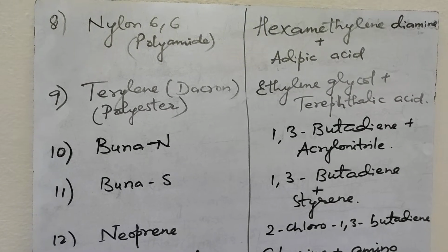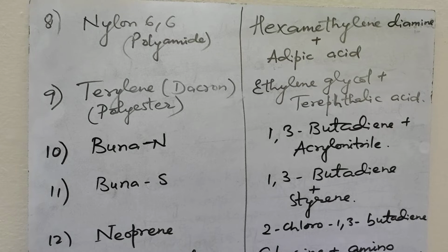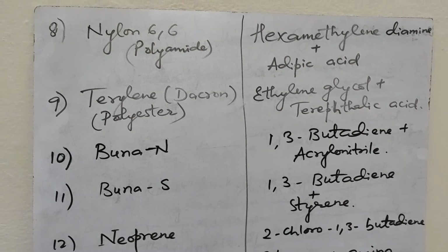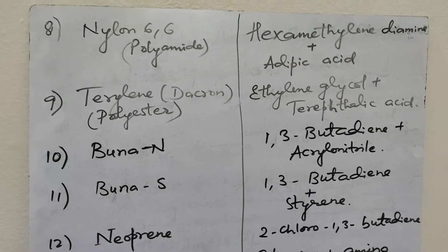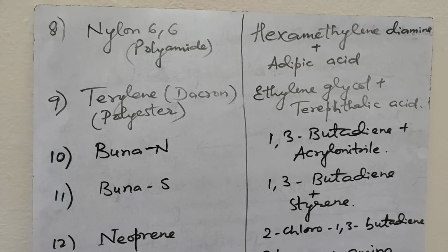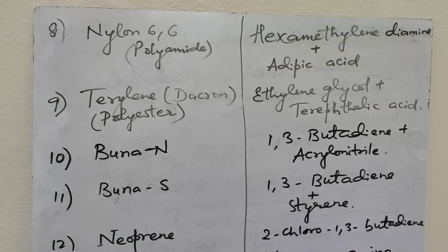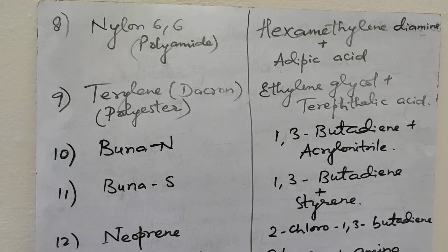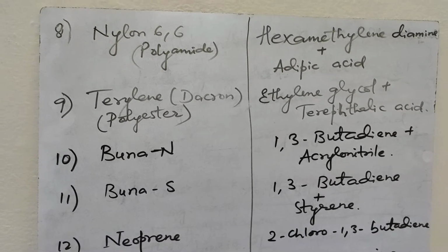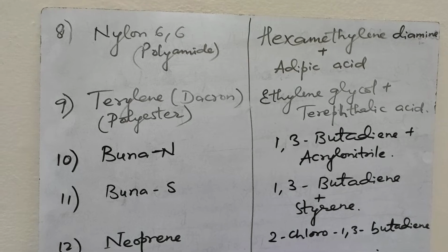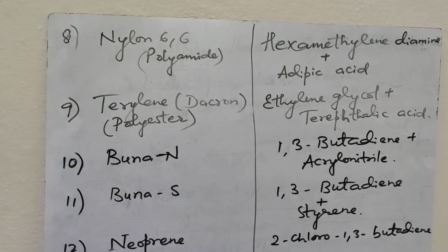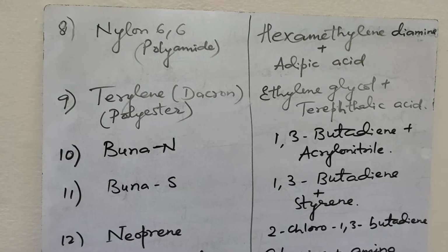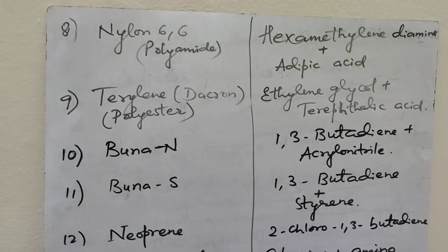The monomer of terylene is ethylene glycol and terephthalic acid. Ethylene glycol is CH2OH, and terephthalic acid is benzene 1,4-dicarboxylic acid. Terylene is a polyester. Buna-N monomer is 1,3-butadiene plus acrylonitrile. Buna-S is 1,3-butadiene plus styrene. Buna-N, Buna-S and neoprene are synthetic rubber. The monomer of neoprene is 2-chloro-1,3-butadiene.